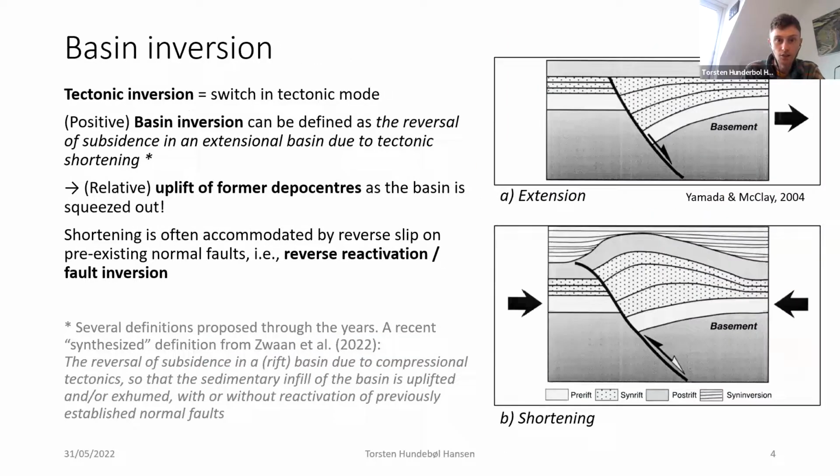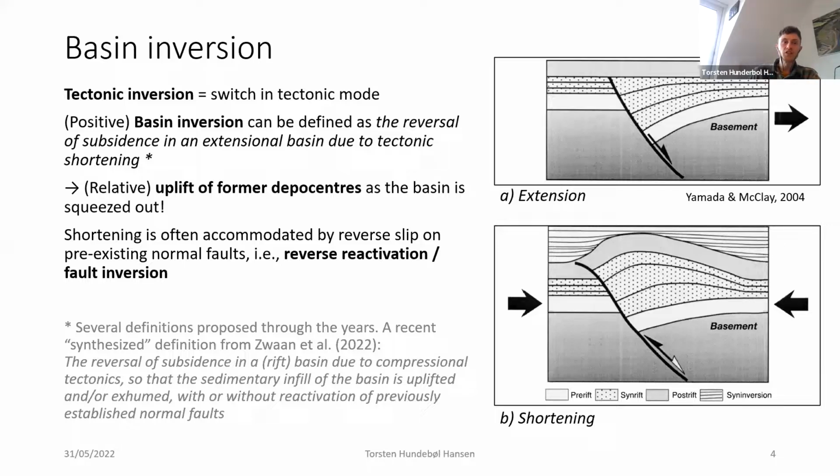And all right, basin inversion. So what is that? Basically, when we talk about inversion in tectonics, we're basically talking about a switch in tectonic mode. And with basin inversion, and more specifically positive basin inversion, we're usually referring to the reversal of subsidence in an extensional basin due to tectonic shortening. And there's been presented various definitions, shorter or longer, throughout the years. But I think this is probably the most simple one.